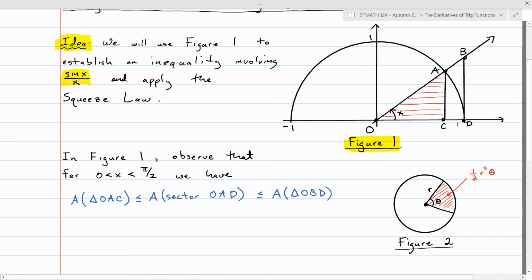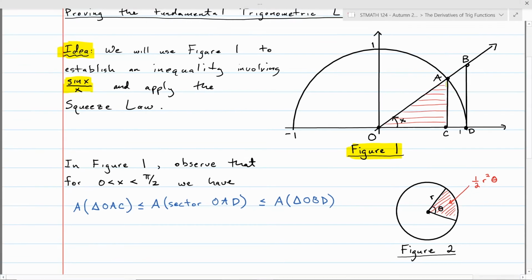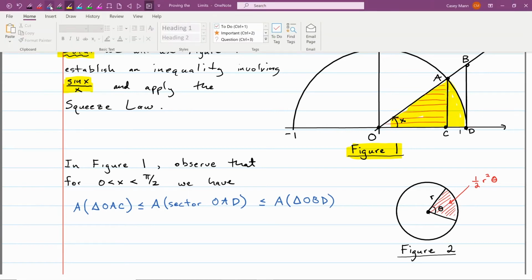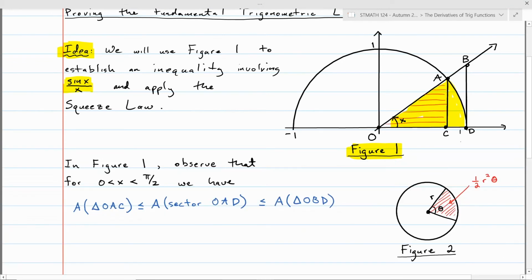Now, that triangle sits inside of what's called a circular sector. It sits inside this circular sector that goes here in yellow. And then that yellow circular sector in turn sits inside this triangle OBD, which maybe I can shade in blue out here, like this. So because the red triangle sits inside the yellow area and the yellow area sits inside the blue area, I get that inequality in blue right here.